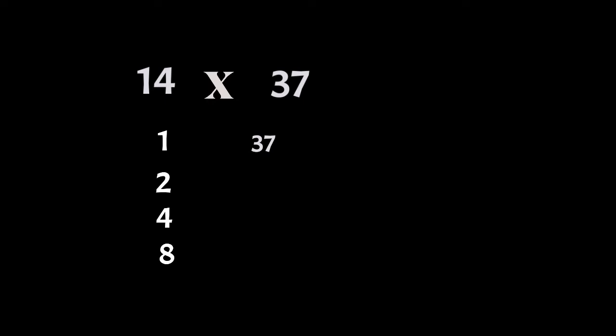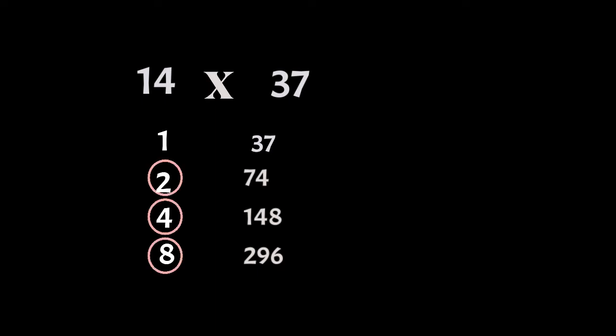Another example, let's take 14 times 37. So we go ahead and write out our sequence: 1, 2, 4, 8. And once we get to our number, we stop and we write down our multiplier, 37, and every other step we multiply by 2. So 74, 148, 296. So how do we get 14? You have 8, 4, and 2. And we add those numbers up: 296 plus 148 plus 74, 518. And go ahead and check that. 14 times 37, 518.